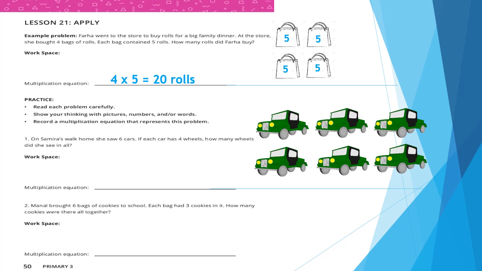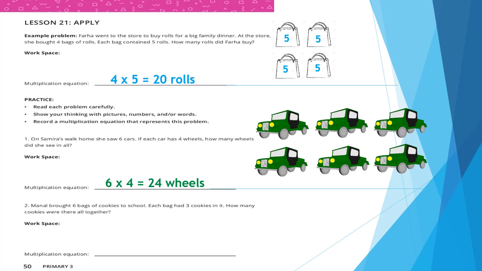Don't say "in all" means addition. No, no. Read carefully. We have 6 cars, each one contains 4 wheels. So 4 is repeated 6 times. So 6 times 4 equals 24. 24 what? He is asking me how many wheels. So it's 24 wheels.